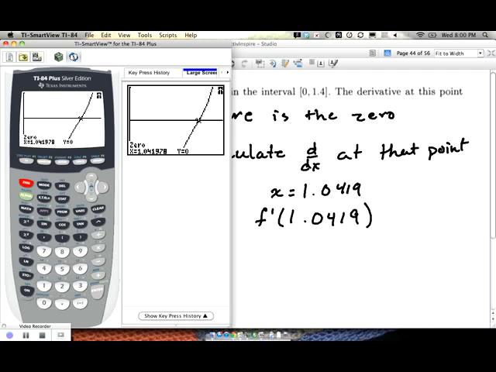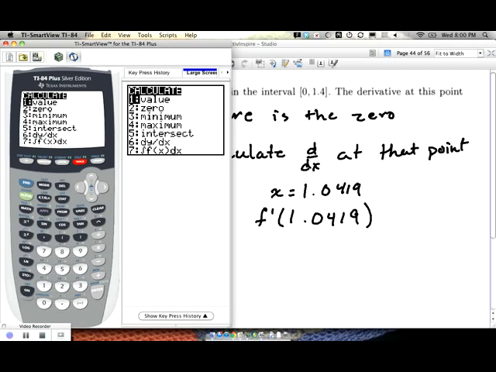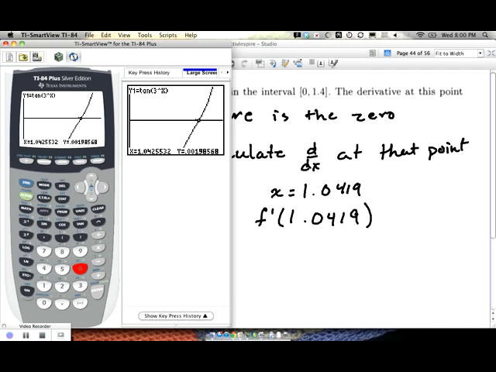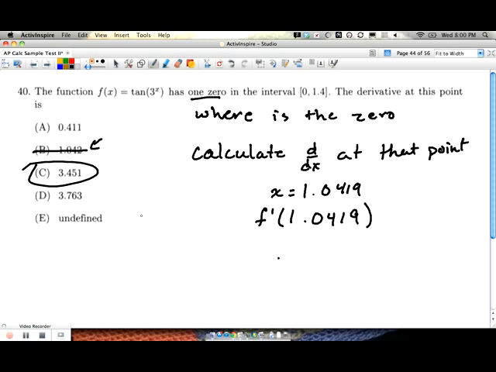To calculate the derivative, well, that's another function here. We do second calculate. Now the derivative is here, option 6. We're at 1.042. That's pretty close, but I'm going to go ahead and type in the value here, 1.0419. And our derivative is about 3.45. Well, that's C. That was easy enough. That's just a calculator function. Do you know how to use your calculator well?